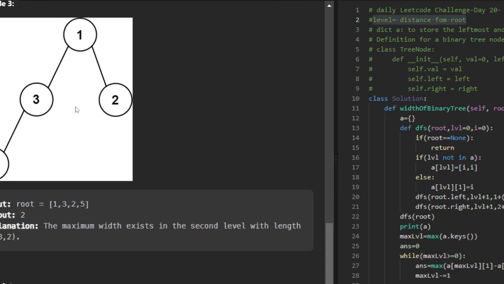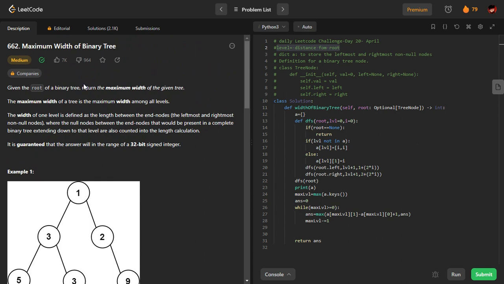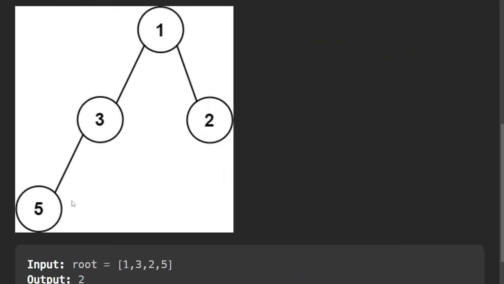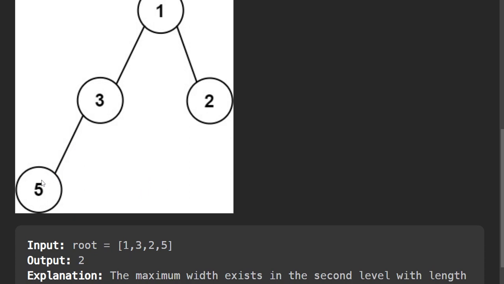Now see, this example is very important for you to understand the edge cases. In the question, the definition of width is clearly given: the distance, that means the length, between the end nodes, that is the leftmost and rightmost not null node. So at least two nodes should be there, one called the leftmost, and the other acting as the rightmost not null node. In this question, you can clearly see level 2 does not have a rightmost node. There is only a leftmost node. So both leftmost and rightmost will be the same in this case, and the width will be 1 along level 2.